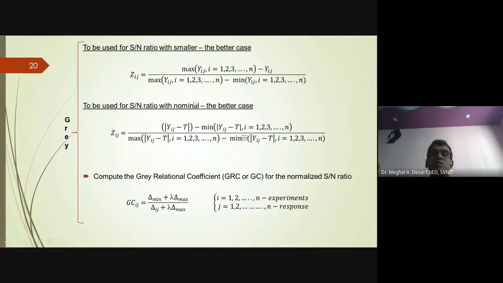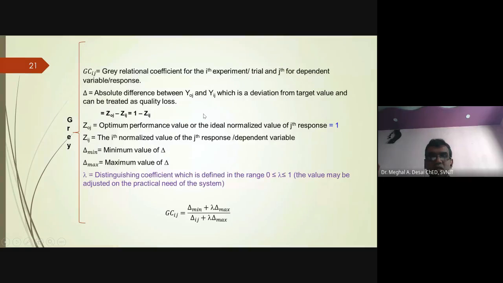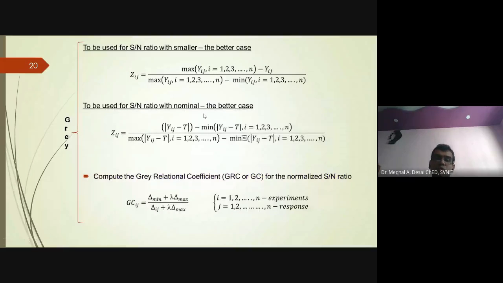And for nominal the better, again the deviation will come into the picture. The deviation maximum minus minimum in denominator side, and on the numerator side the equation is somewhat similar to larger the better case. Only difference, we are focusing on the deviation from the target value. So target value will be there. So over here the deviation is more important.